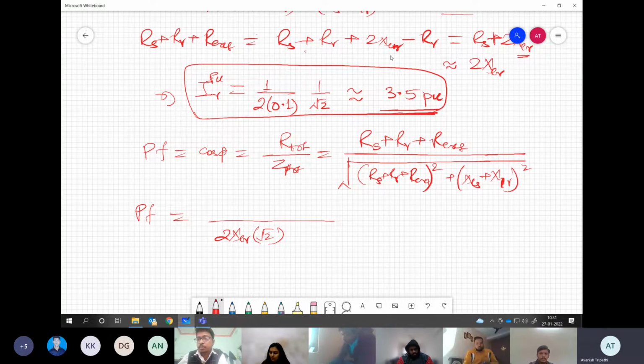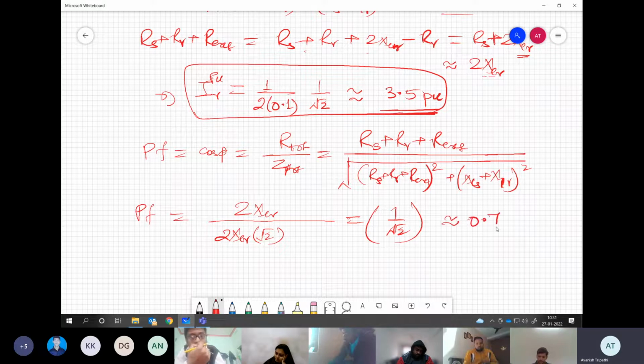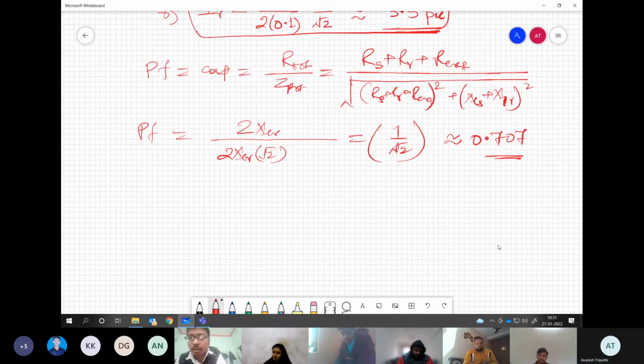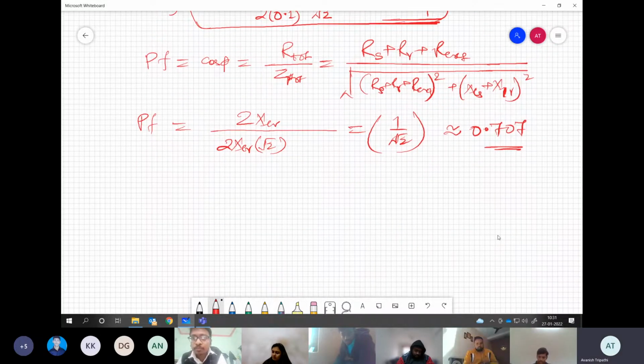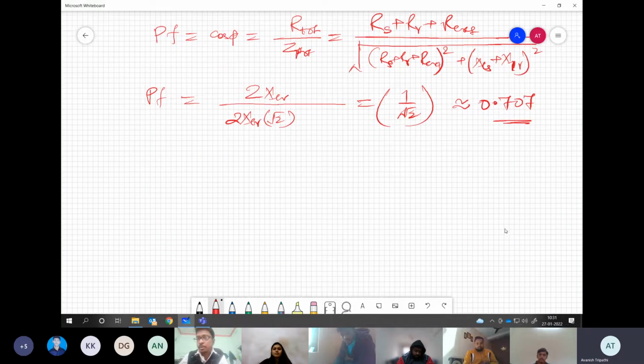This approximate value for this is something like 2 XLR. This is also 2 XLR if you take out 2 XLR root 2, and this is also 2 XLR. So then this turned out to be 1 by root 2, which is much better. The power factor, which was something like 0.2, now it has improved to 0.707 after inserting this resistance. So that is a good improvement in the power factor.